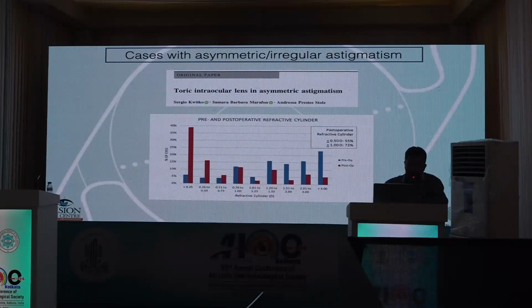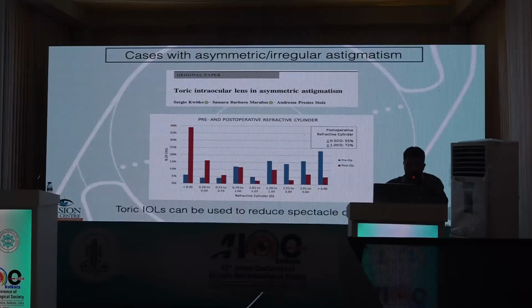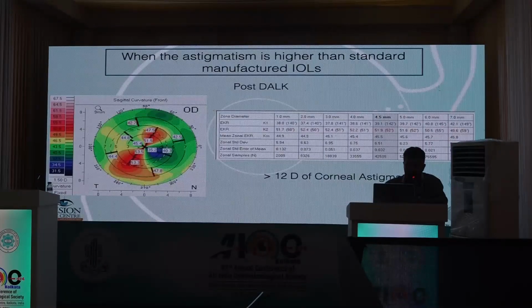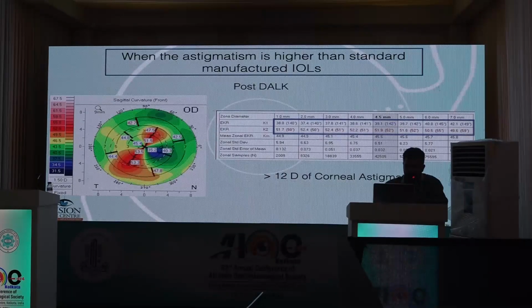What about when you have asymmetric or irregular astigmatism? Here, in a lot of post-keratoplasty eyes, you do have some component of irregular astigmatism. Now, similar to keratoconus, you can use toric IOLs to reduce spectacle dependence. You can use them to debulk the astigmatism, but you cannot use them to eliminate astigmatism, and that's something you should be aware of. There are a lot of post-keratoplasty cases with huge amounts of astigmatism, and not many toric IOLs are manufactured in that range, such as this patient who was post-DALK, and you can see has more than 12 diopters of corneal astigmatism.